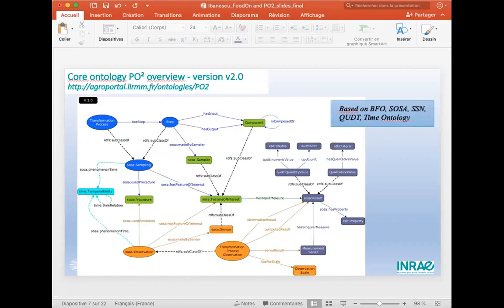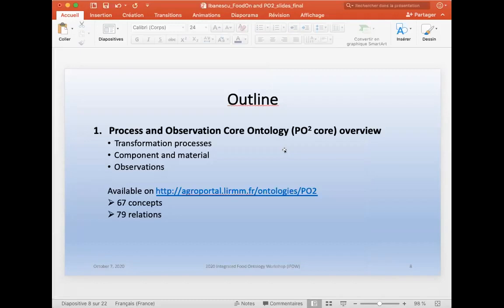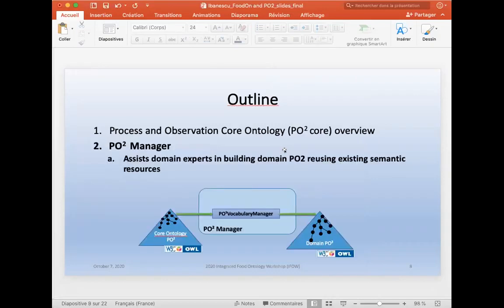Here you have an excerpt of the PO2 ontology. It is based on standards like BFO, SOSA, and the time ontology. The concepts in blue concern the representation of steps and processes. The concepts in green are about components or ingredients. The orange concepts concern observation, and the concepts in gray are about numerical or qualitative results of an observation. Our ontology is available on AgroPortal and has 67 concepts and 79 relations. Let's move to the second part.